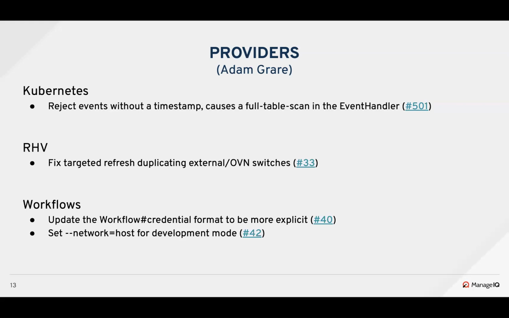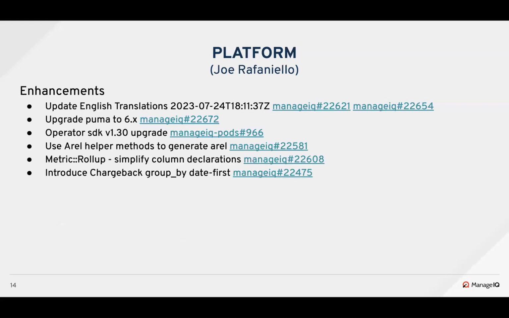And we automatically set the network host for development mode. This was already done previously on Docker, but now it'll be done as well for Podman if you're using something like Fedora or CentOS locally. That is it for providers. Over to Joe.